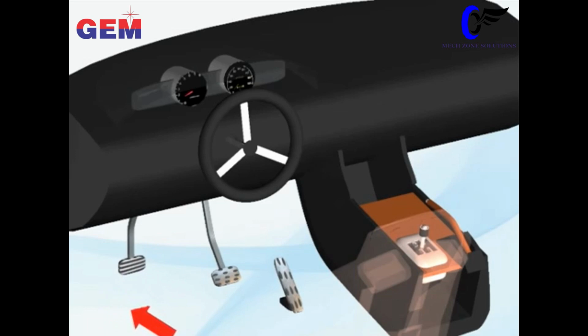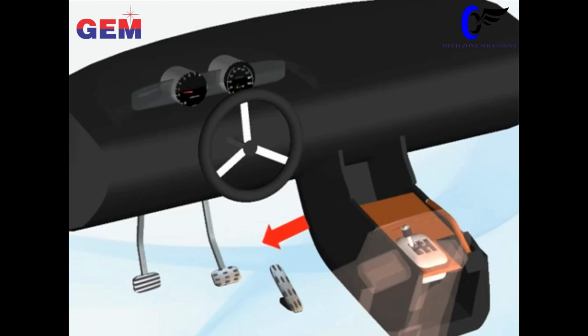Second step, press down the clutch pedal. Third step, put the shift stick into first gear. Fourth step, release the clutch pedal slowly. When you feel the car is going to move forward, press down the gas pedal slowly as you continue to release the clutch. The car will start to move forward.